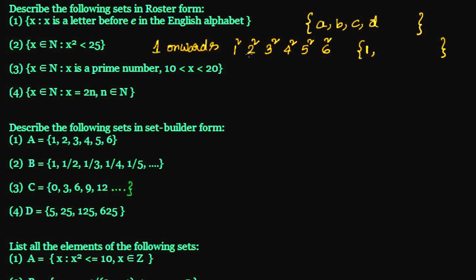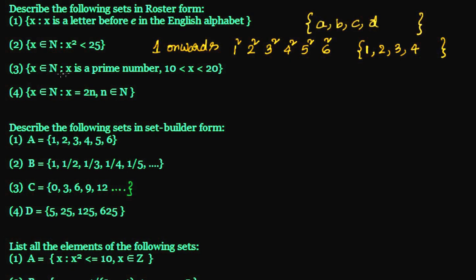Okay, next. 2 square is less than 25. So you can see now 2, 3, 4. If I go to 5, what happens? 25 is less than 25? No, it's not correct. So the values are 1, 2, 3, 4. Now let's go to the next one.